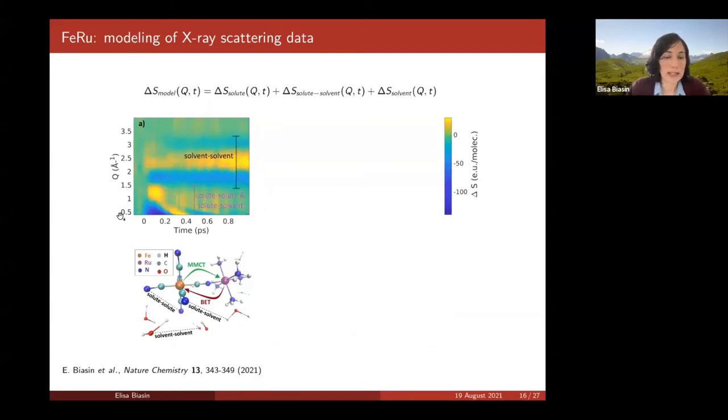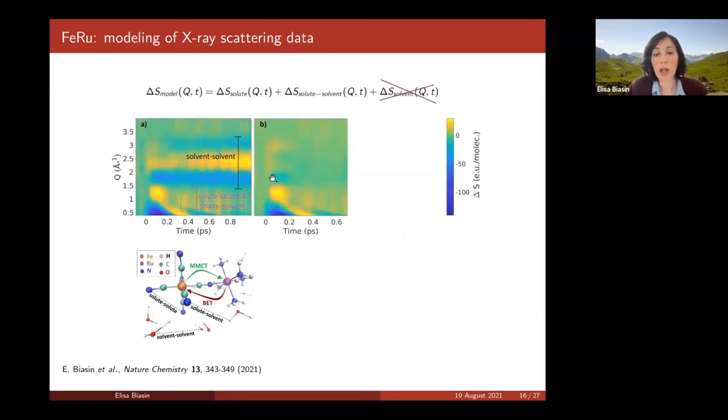So here I'm showing you the scattering data as a function of the scattering vector and of the pump probe time delay. As I showed you at the beginning of the presentation, we can think of this data set as coming from different contributions: the intramolecular, the reorganization of the solvent shell, and the bulk solvent heating contribution. I'm going to subtract the heating contribution, which can be measured in a separate experiment. And we are left with this signal mostly localized in the low Q part of the data.